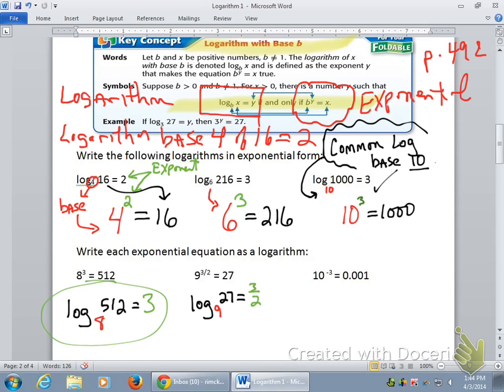All right. Look at this last one over here. What kind of log is it? Okay, it's a common log. Do you notice it's common? So I'm going to say log, but do I write the base? No, I don't want to write the base. Common logs, we don't need to write that. Log of what? 0.001 equals -3. Okay? And you can double check that real quick.